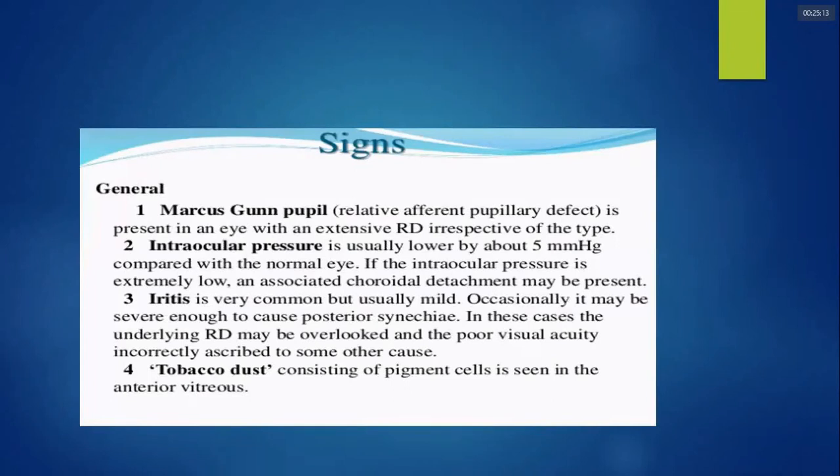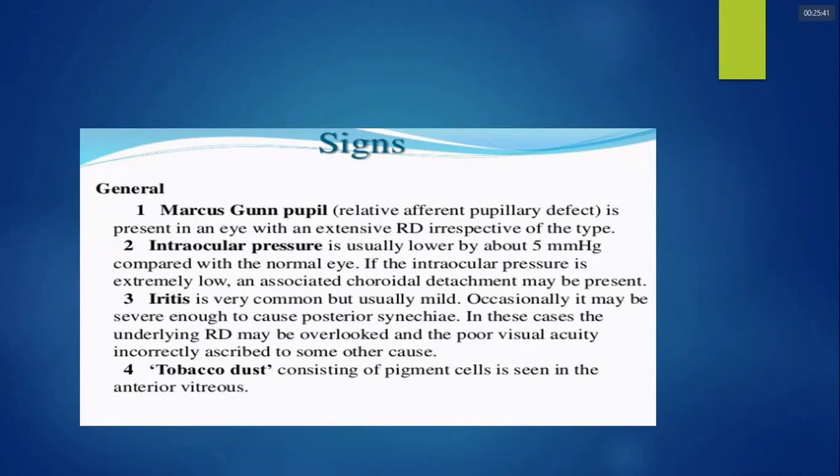Then what are the things you will see in the eye? That is a Marcus Gunn pupil, that is a relative afferent pupillary defect, present in eyes with extensive RD irrespective of the type. Intraocular pressure usually is lower by about 5 millimeters compared with normal eyes. If the intraocular pressure is extremely low, we will think of a choroidal detachment associated with the retinal detachment also.